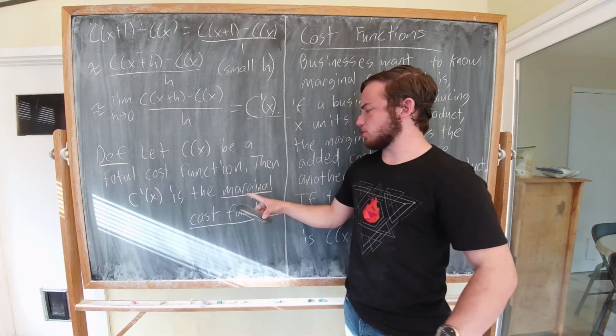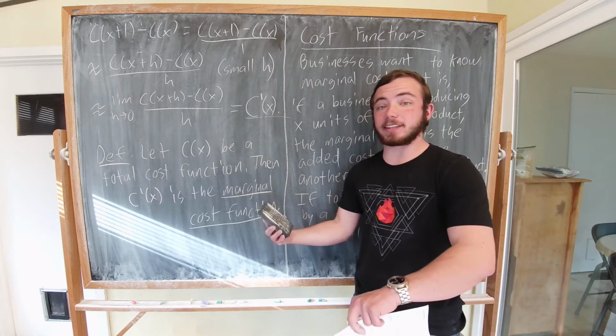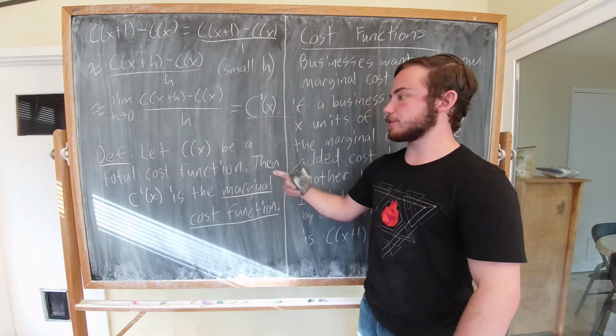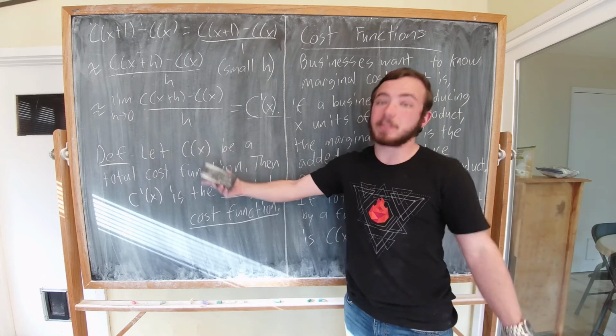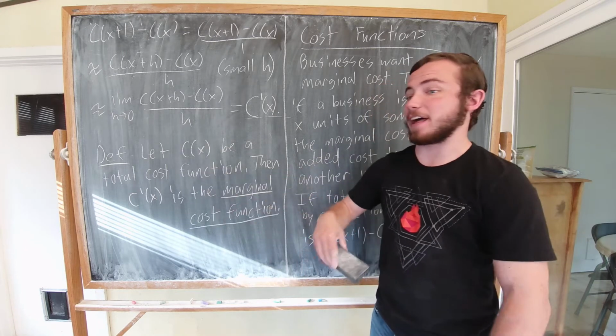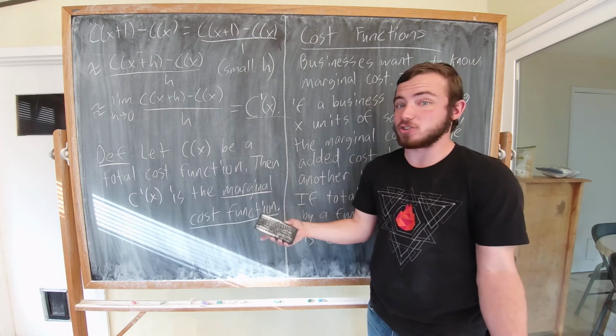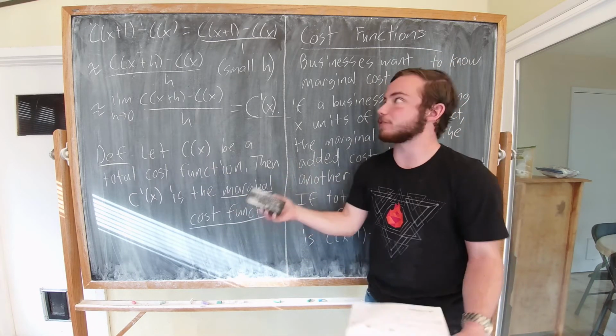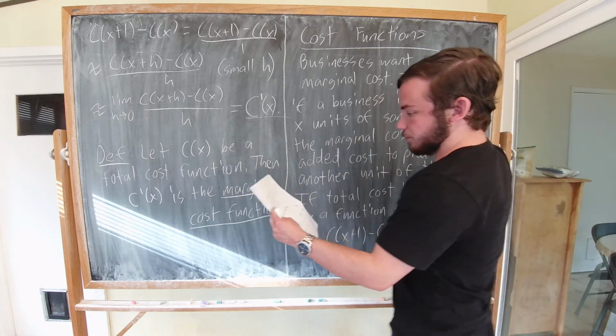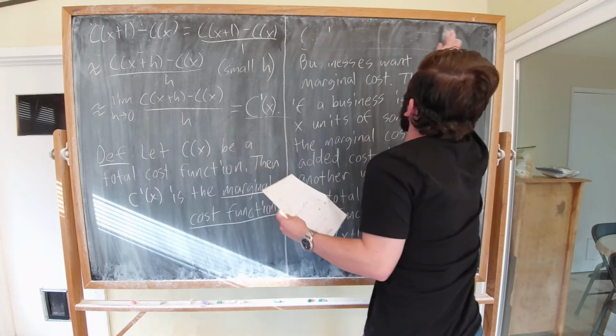In economics in general, the word marginal instantly means derivative of. So you have a cost function, the marginal cost function is going to be the derivative of that. You have a revenue function, the marginal revenue function is the derivative of that, and so on and so forth. Let's do an example.